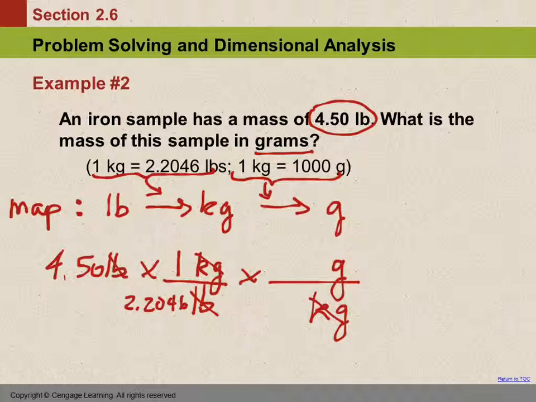What's in front of gram in this guy? 1,000. So I'm going to put 1,000 here. And what's in front of kilogram? 1. I'm going to put the 1 in front of the kilogram. Really important to keep the number and its unit together. You can't just switch them because you'd rather multiply. It doesn't work that way. Any questions about how I got that set up?